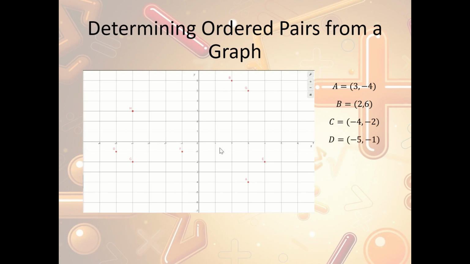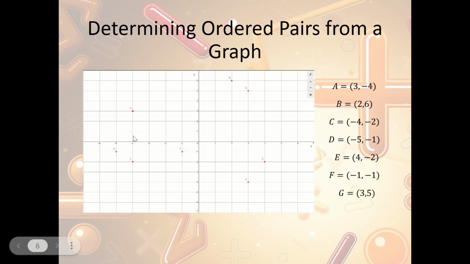Then E. E is here. So that's 1, 2, 3, 4. And then -1, 2. So it would be 4, -2. Then F is here. So that's -1 and -1. And then G is here. So G is 1, 2, 3. And then 1, 2, 3, 4, 5. So 3, 5. And then H is here, which is -1, 2, 3, 4.